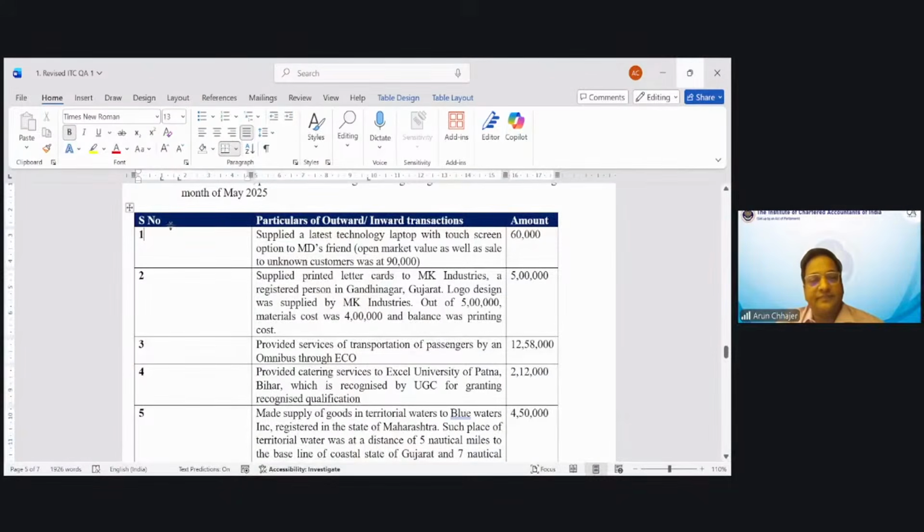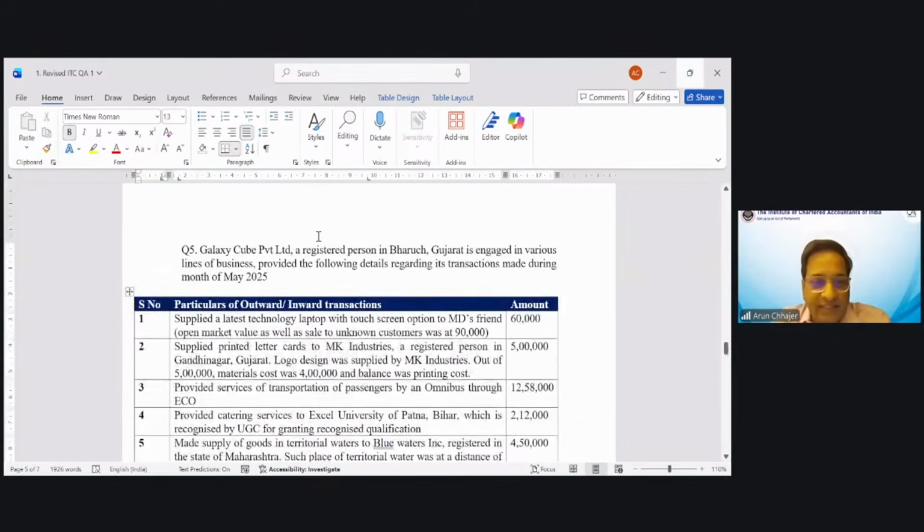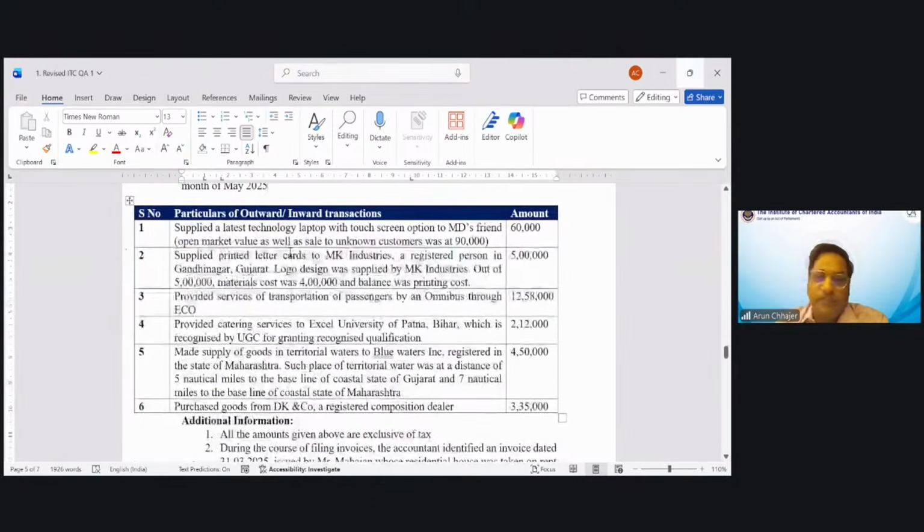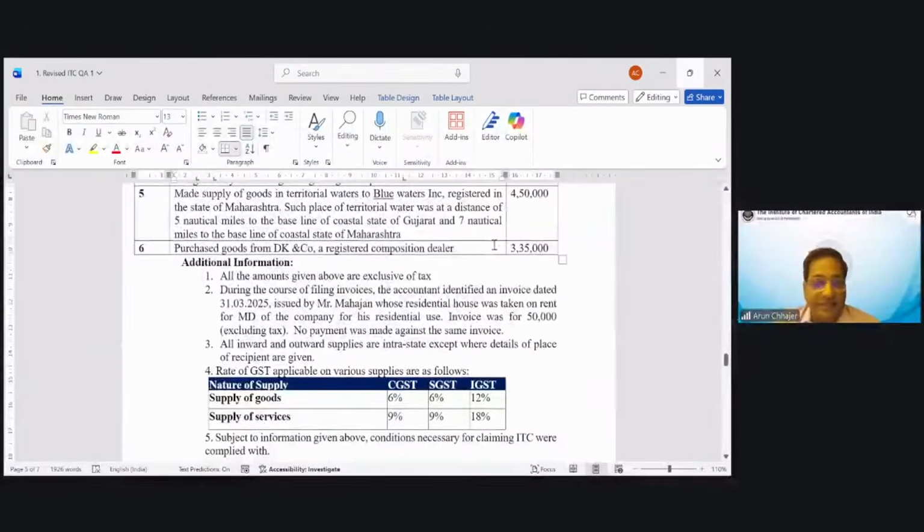Okay, start. Galaxy Q, a registered person in Gujarat, engaged in various lines of business, made the following transactions for May 25. Supplied the latest technology laptop with touch screen option to a friend for 60,000. Open market value to an unknown customer was 90. Let me see the additional information. All the amounts given above are exclusive of tax.